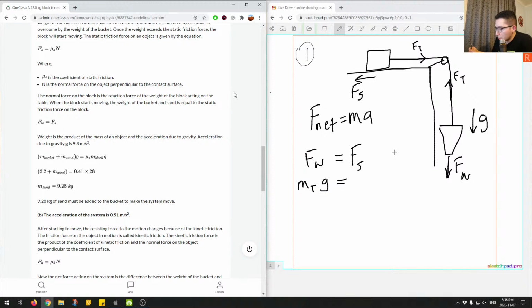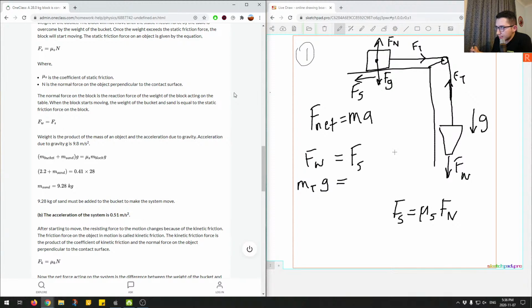So we know the force of static friction is the following equation. It's equal to the coefficient of static friction times the normal force on the object, and the normal force points in this direction. And the normal force is always opposed by the force of gravity on the object. So we have another force of gravity. We'll label this as Fg for the box.